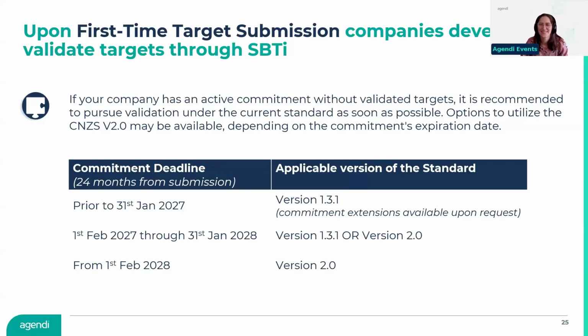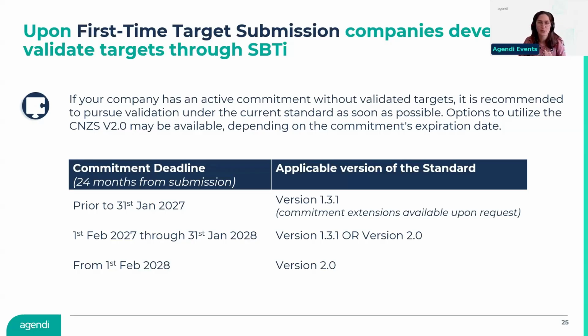So at a high level, if you already have a commitment and the commitment deadline is prior to January 31st, 2027, so coming up in the next 6-ish months, you would need to use v1.3.1, given v2.0 won't be available until February 1st, 2027. However, if you hope to adopt V2, you can reach out to SBTi services to request an extension. And then if that's granted, you would be able to submit under v2.0 at a later date.